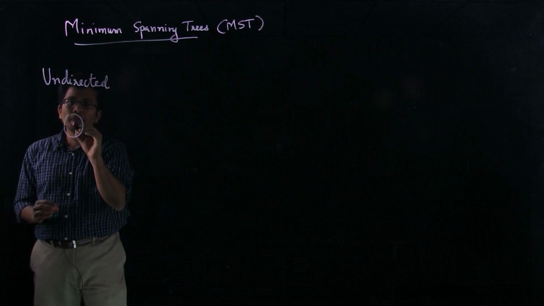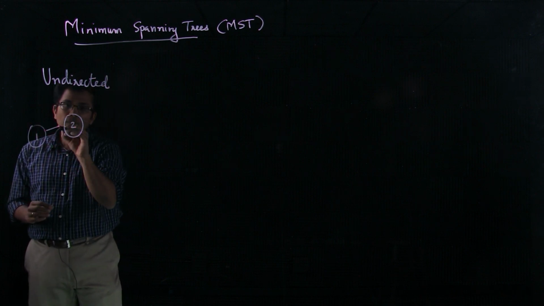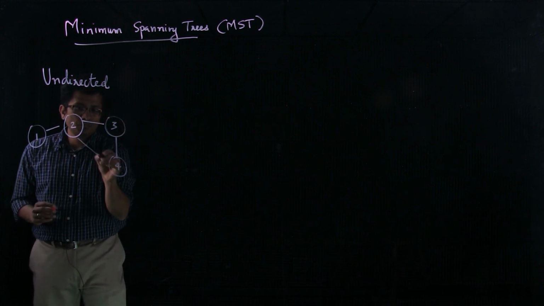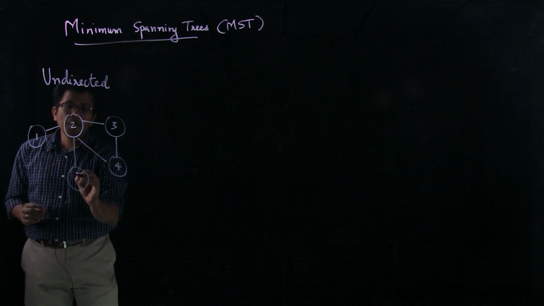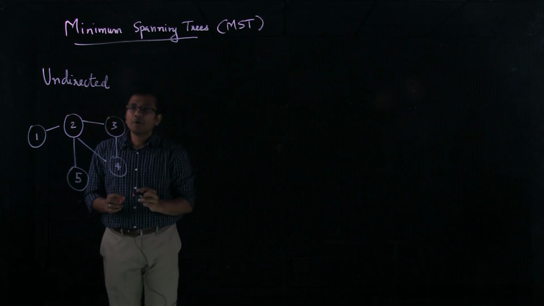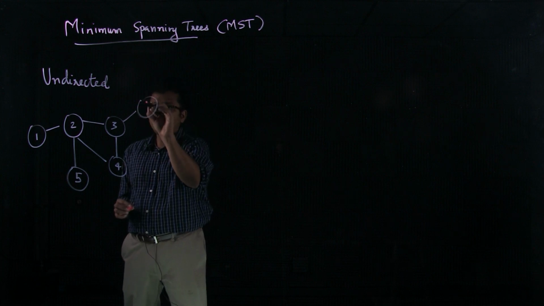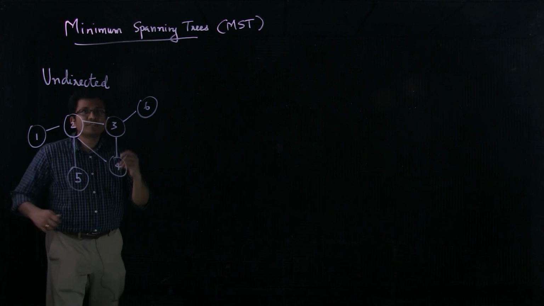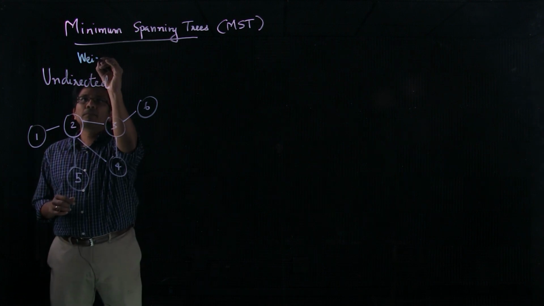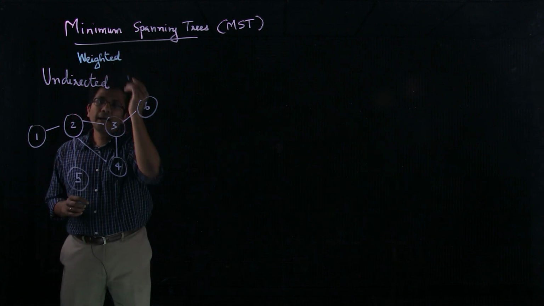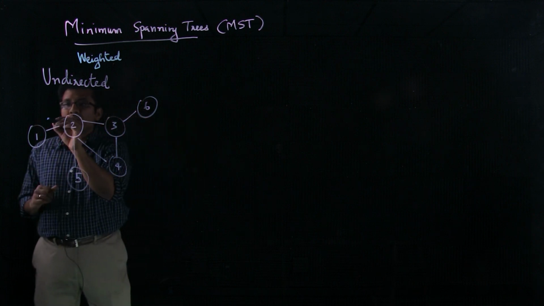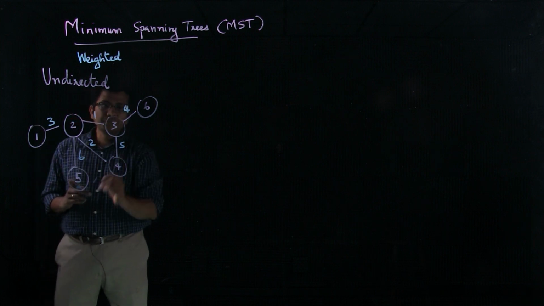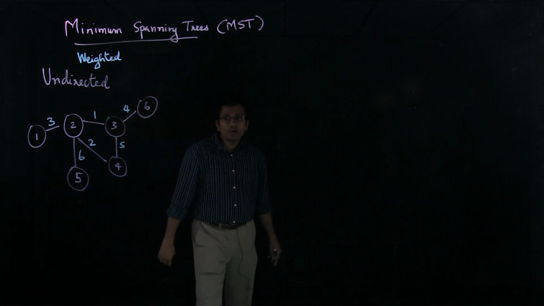So let's take an example. And because the graph is undirected, I'm not going to draw directions for the edges. Okay. Now the edges in this graph are going to have weights. So these are weighted undirected graphs. So 3, 1, 2, 4, 6, 5. Let's have some weights. Now what do these weights mean?